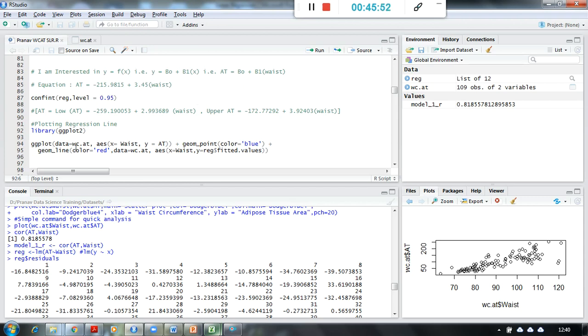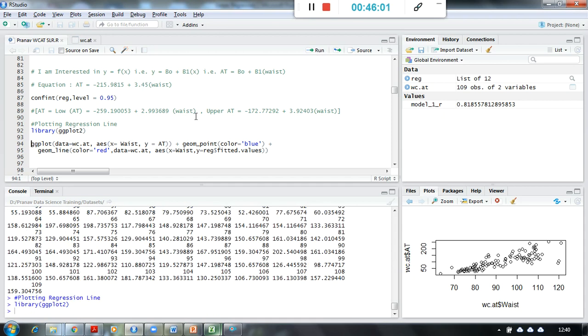So if I want to plot my regression line, I will use ggplot. ggplot resides in the ggplot2 library. So I'm invoking this library and calling the ggplot function, passing this data wc.at. On the x-axis I'm going to use Waist, and on the y-axis I'm going to use AT, and these are all cosmetics like coloring and all. That is not important right now for me.